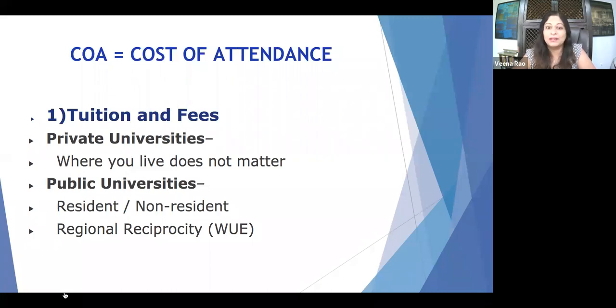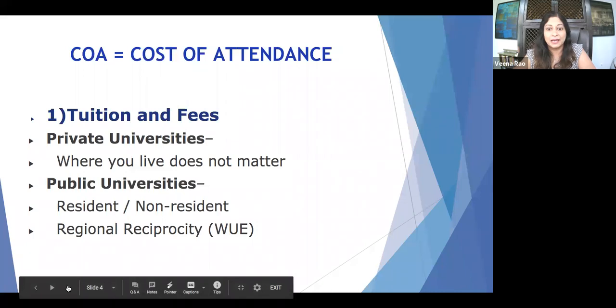And then one of the benefits that California students have is that we're part of the Western Undergraduate Exchange. So, I will cover that a little bit further, but you are able to get a discount on tuition at these WUE schools, as we call them.